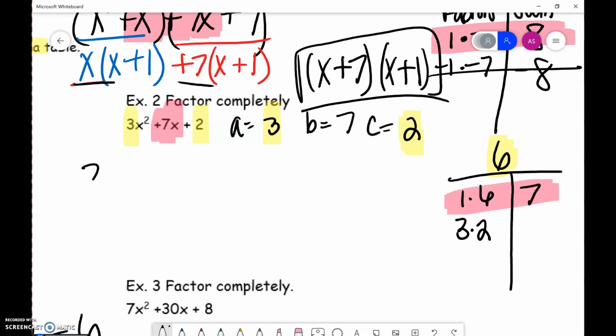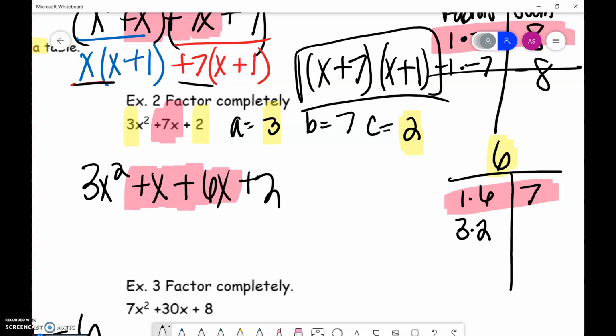Okay, so I'm going to keep 3x squared. I'm going to keep plus 2. In the middle, I'm going to replace my 7x with x and 6x.